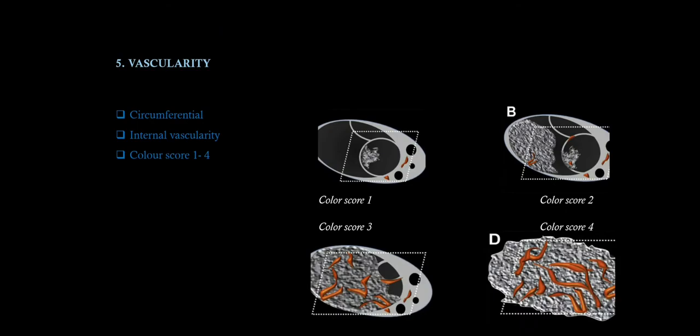Next come descriptors for the vascularity. Vascularity can be circumferential or internal, and there is a color score which is attributed to the vascularity. Color score 1 means no vascularity, color score 2 means mild vascularity, color score 3 means moderate vascularity, and color score 4 means there is significant vascularity.